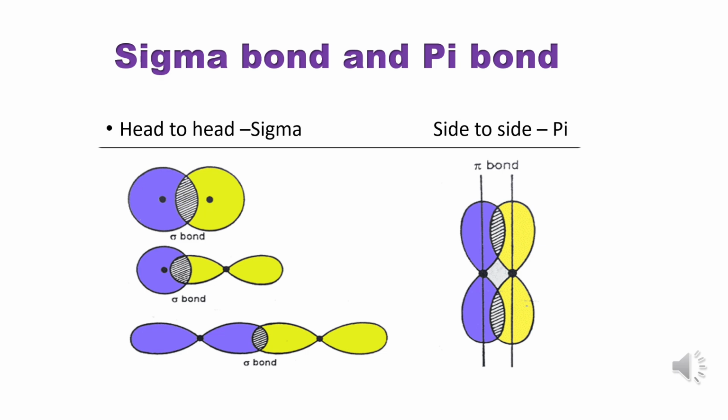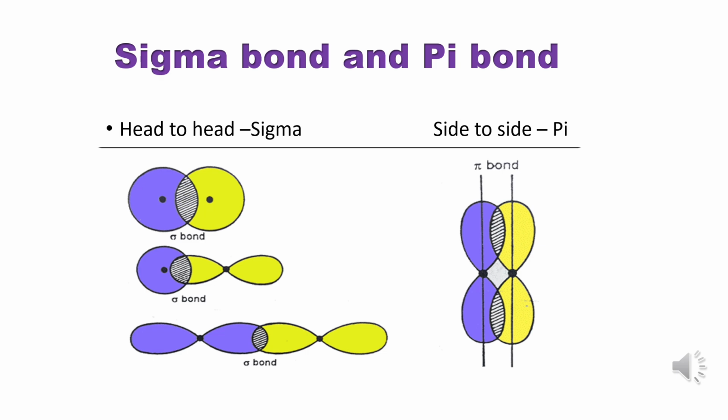Sigma bond and pi bond. The core concept of sigma and pi bond is overlapping. Here, in the case of sigma bond, we can see a head-to-head pairing. It is also known as axial overlapping. In the case of pi bond, we can see a side-to-side pairing. And this side-to-side pair is also known as parallel overlapping.